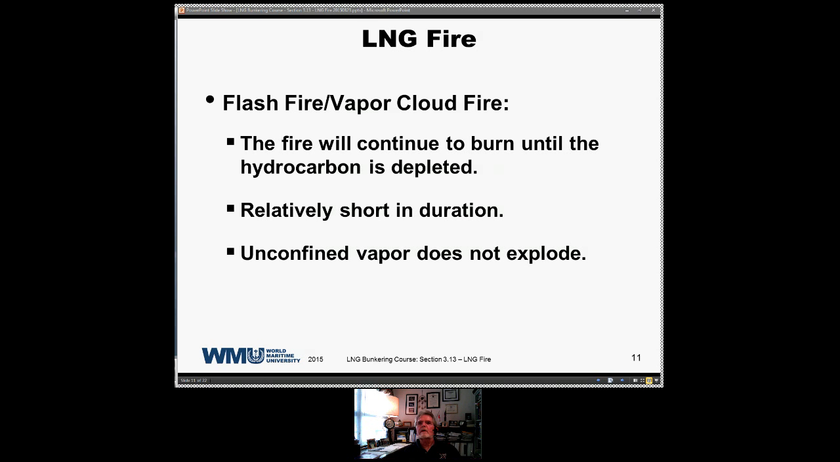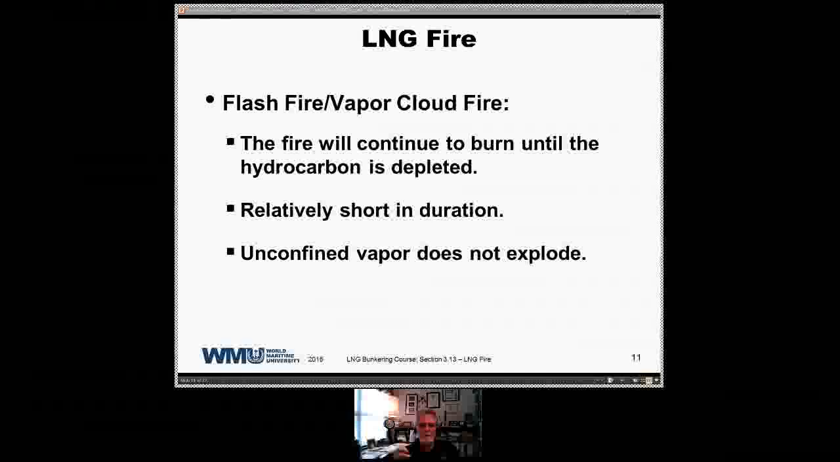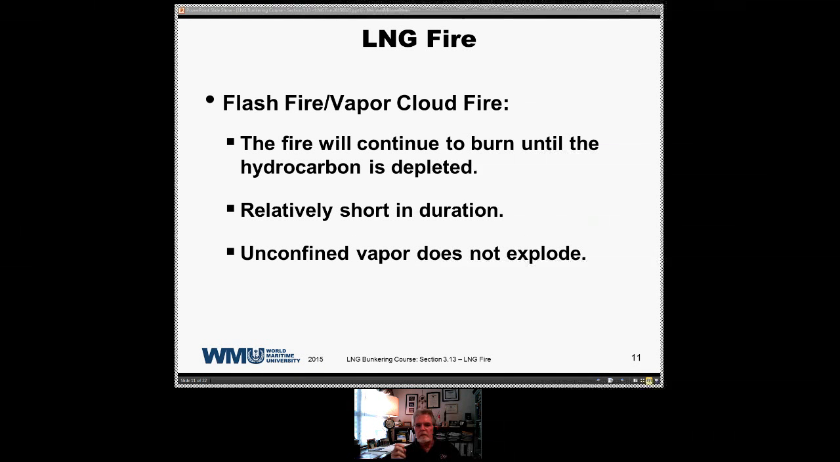Oftentimes, we'll be looking at firefighting procedures a little bit later on today, and one of the methods of actually firefighting sometimes is to let the fire burn. Basically, you have a controlled burn. If you can't control the source of the fuel, sometimes it's safer to actually allow the fire to burn and cool down surfaces around it, in the vicinity of it, rather than putting the fire out.